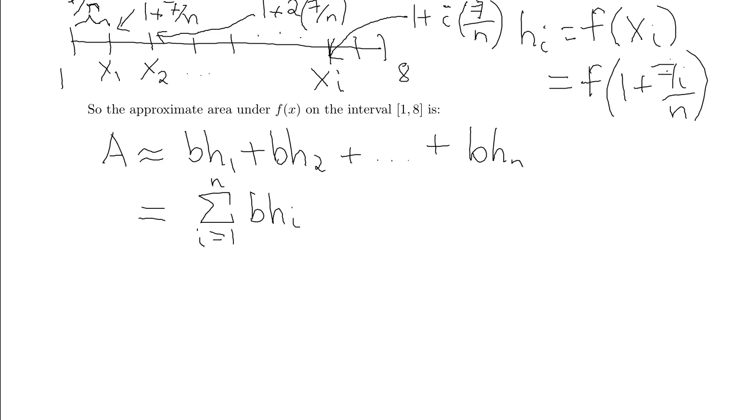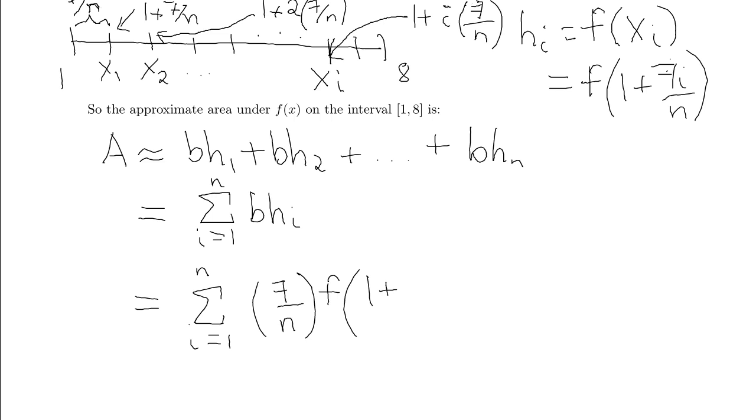And now all we can do to be even more specific here is we can rewrite this in terms of what the base length actually is and what the height actually is. So our base length is this 7 over n. That's the base length of each rectangle. And our height is going to be the y values of the function at the right endpoint.